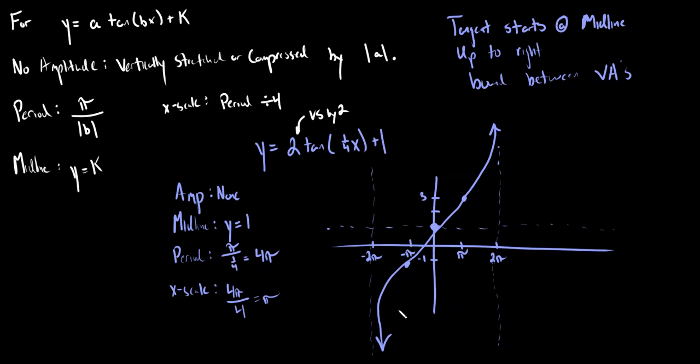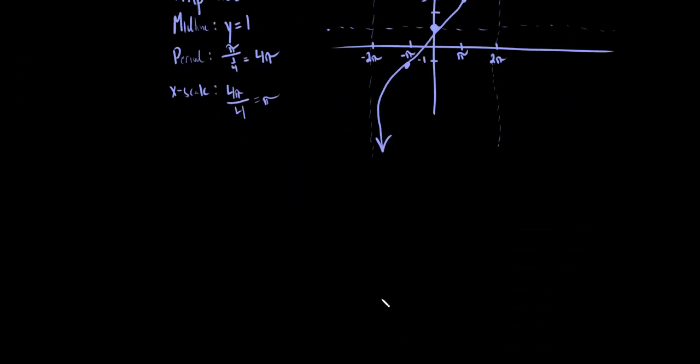Okay, I'll go ahead and go over another couple examples. So let's say we had something like y equals negative tangent 2x minus 3. Let's go ahead and find all that information.